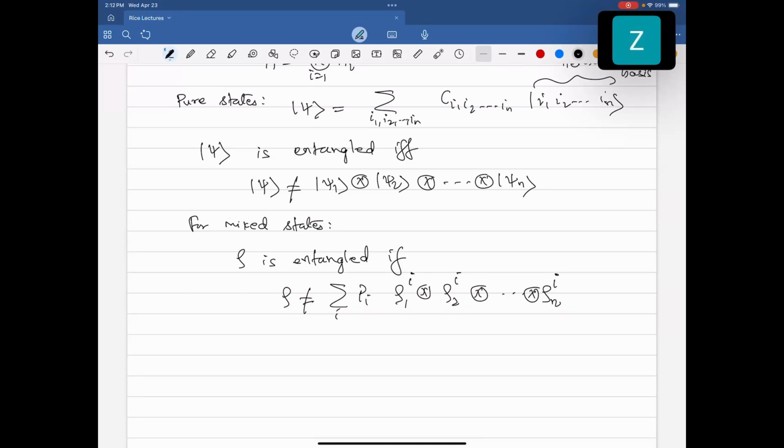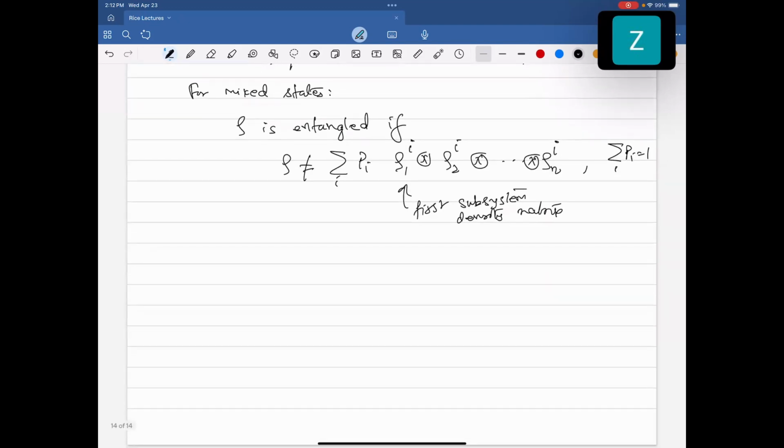Notice that there is a sum, and the sum over the p_i add up to 1. And so, and I hope this is clear, this is the density matrix for the first subsystem, and so on. So with this definition, we can already write down some examples.